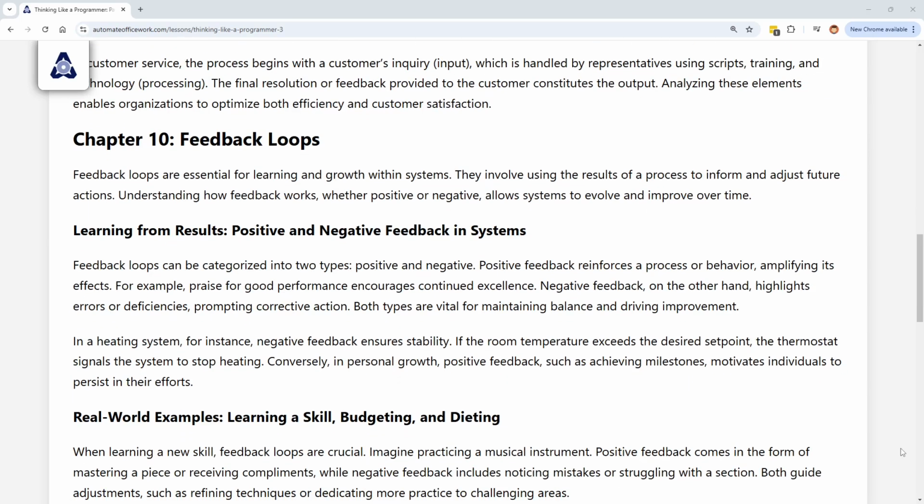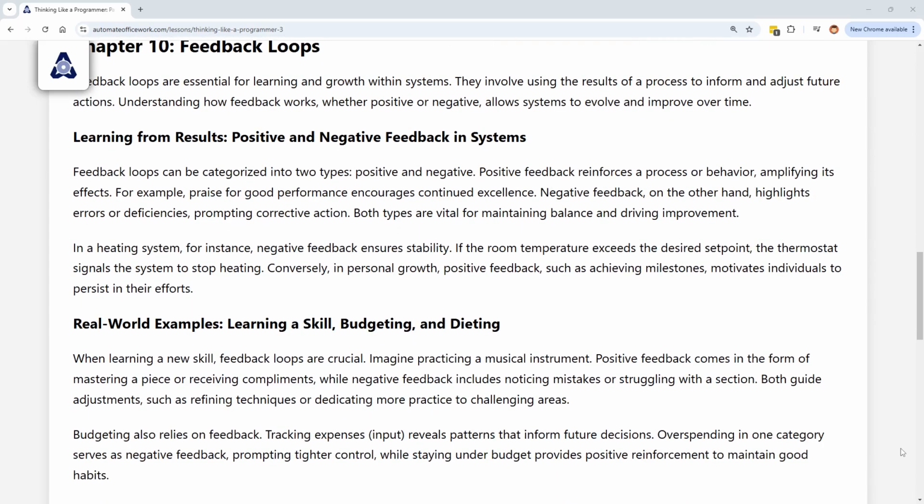Feedback loops can be categorized into two types, positive and negative. Positive feedback reinforces a process or behavior, amplifying its effects. For example, praise for good performance encourages continued excellence. Negative feedback, on the other hand, highlights errors or deficiencies, prompting corrective action. Both types are vital for maintaining balance and driving improvement.